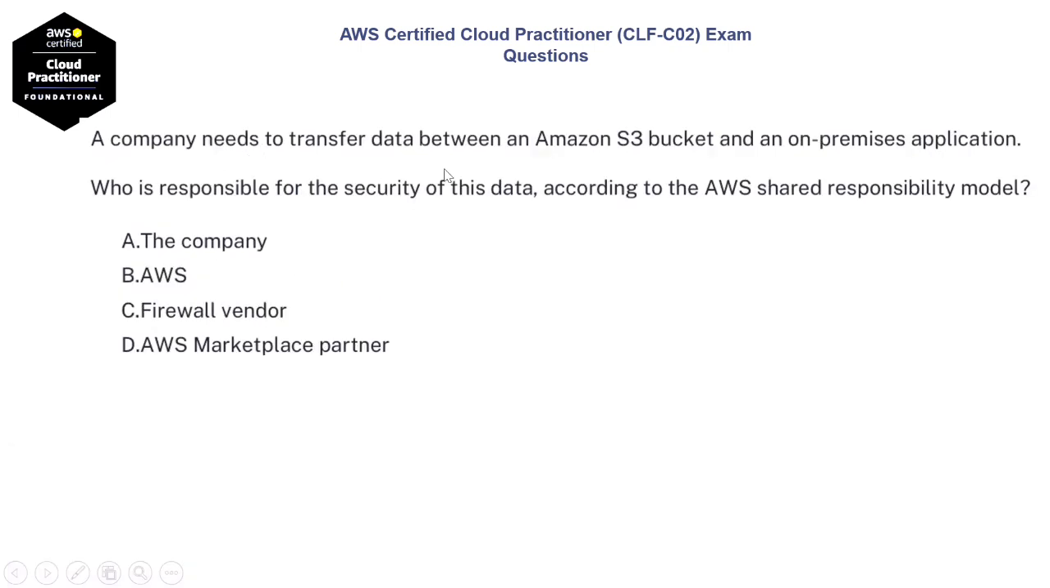A company needs to transfer data between an Amazon S3 bucket and an on-premises application. Who is responsible for the security of this data according to the AWS shared responsibility model? Option A, the company. Option B, AWS. Option C, firewall vendor. Option D, AWS Marketplace partner. The correct answer is option A, the company.